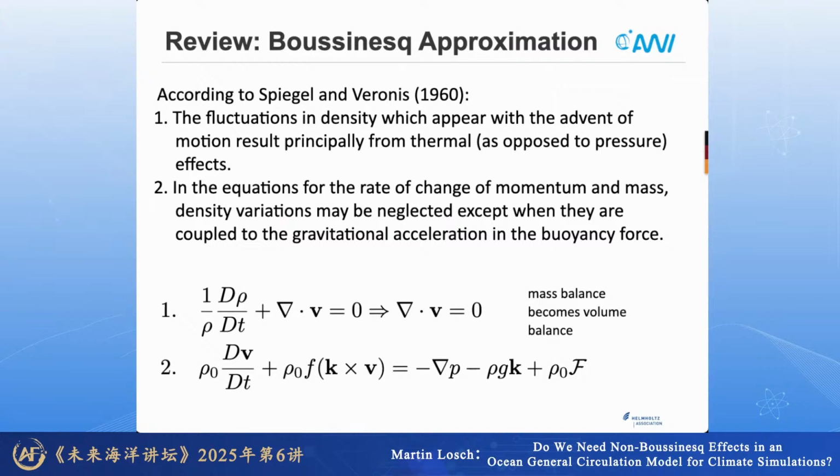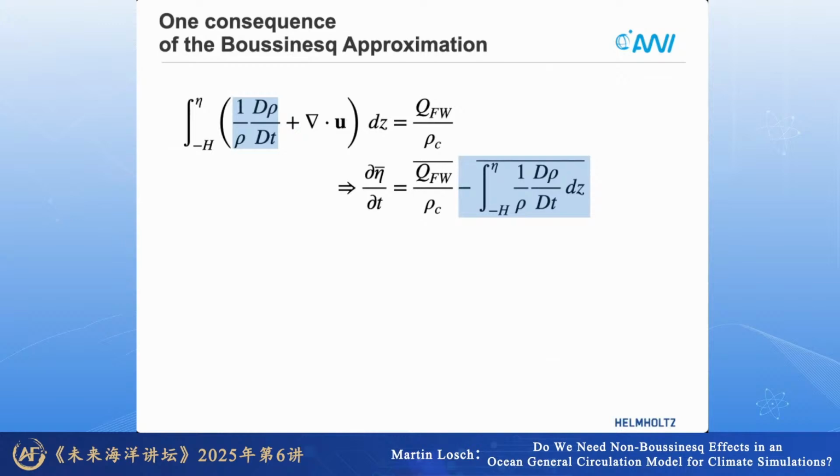And the second part is that we replace all density variables in the equations where they are not coupled to the vertical acceleration. We replace them by a constant reference density, and this is this rho naught in the second equation. And so this allows lots of simplifications, but it also has consequences. And the most striking one is the following one, maybe.